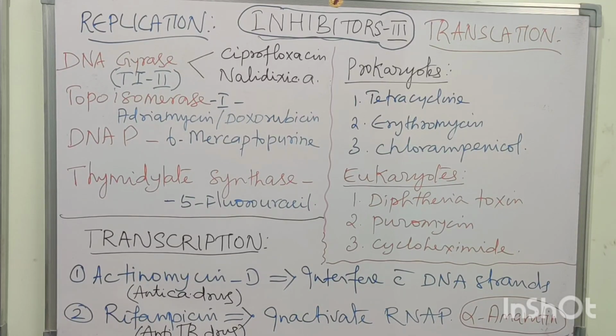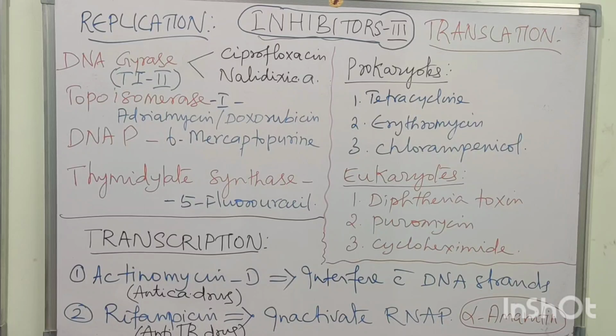This is for your short notes as well as MCQ questions. Sometimes in your viva also some examiner will ask, tell me some inhibitors for replication, tell me some inhibitors for transcription and translation, like that. Usually in MGR University, definitely one question will be there from this inhibitor topic, right?